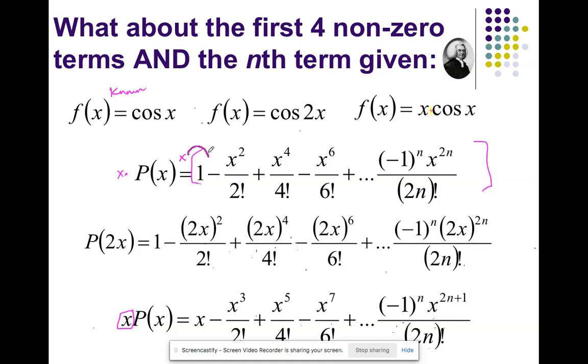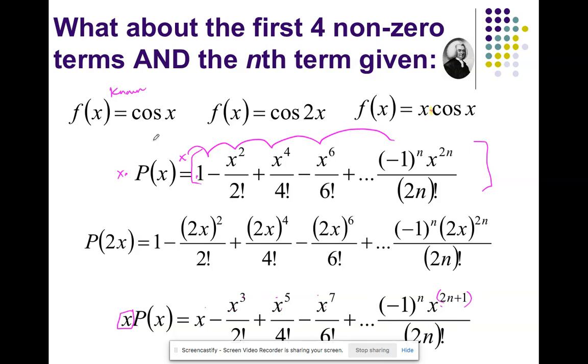Which is just distribution. Right? So 1 times x is x. x squared times x, x to the 4th times x, x to the 6th times x. Notice what I did here. Every time, what happened to my old one is I added a power to the exponent. So that's where this came from.